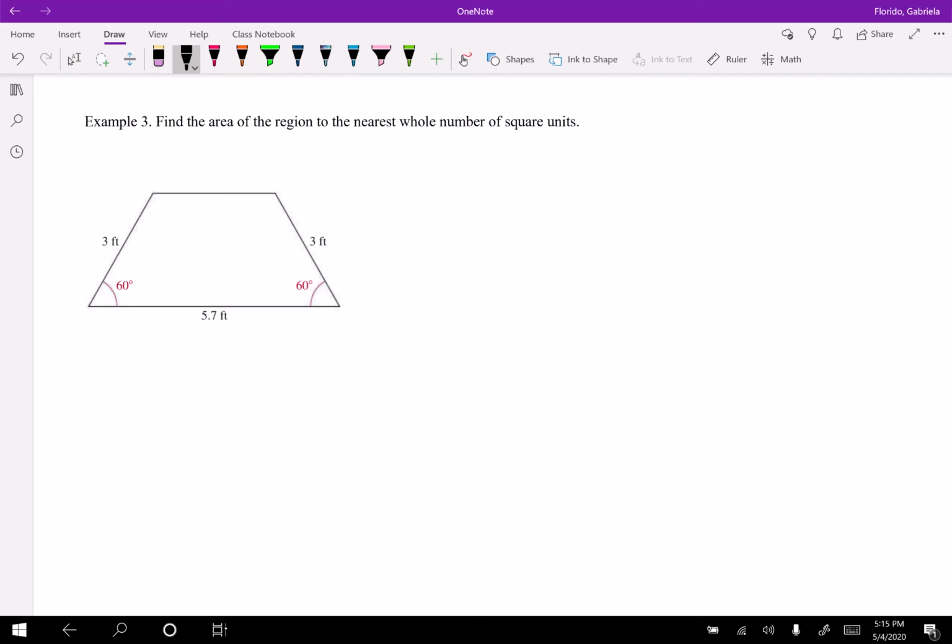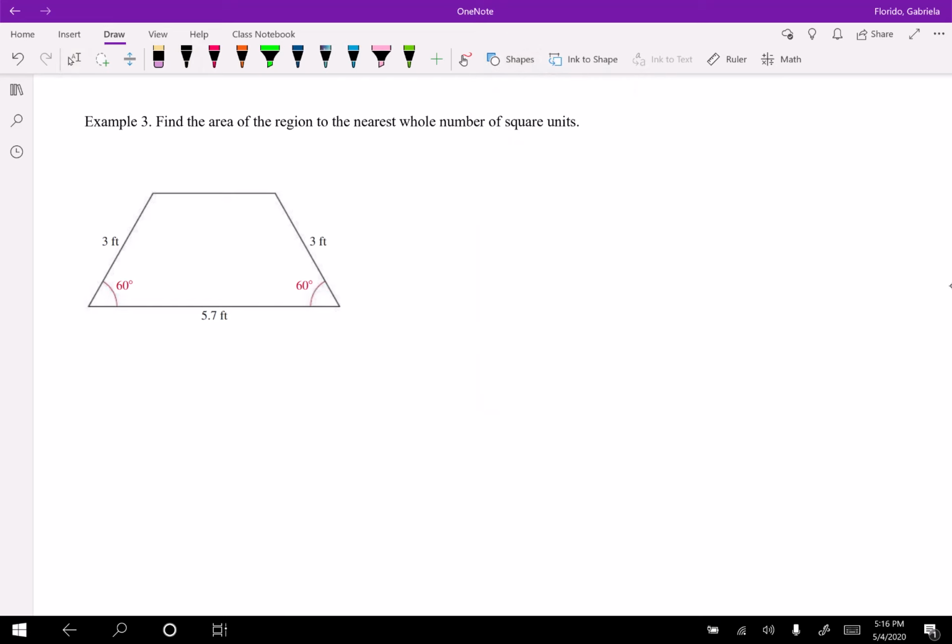Well, there's a couple of things that we can do. We can break it up into different little pieces. So I could already see that we could break this up into three different pieces. Two of them are triangles, and one of them is a square or a rectangle. I think I'm going to do it that way, just because I like breaking it into smaller pieces.